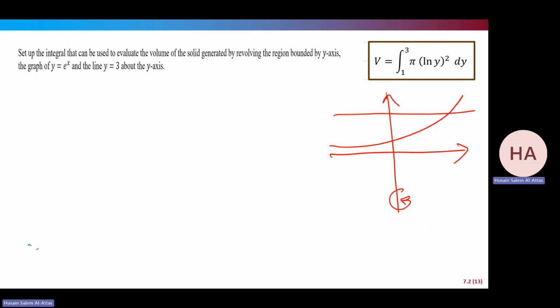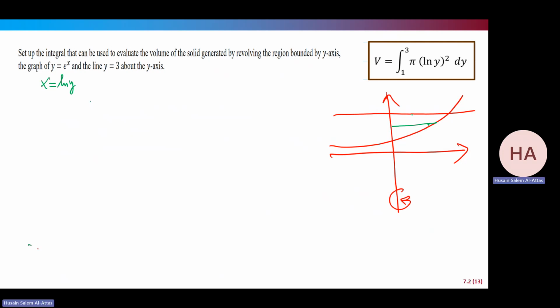So how will I do the line? The line will be this way. This is the line. I want it to be perpendicular to the axis of revolution. So this will be my line. It means I need to write everything in terms of y, not in terms of x. So I have y equals e to the x, which means x equals ln y.